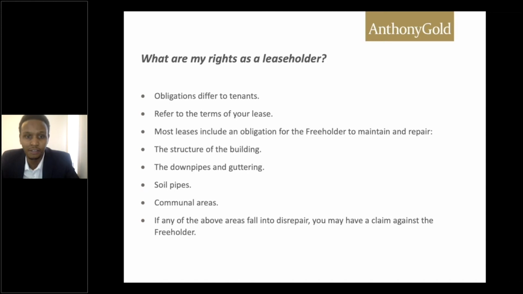The freeholder's obligations to repair are usually dependent on how the lease is written, but it is common to find a term containing an obligation for the freeholder to maintain and repair the structure of the building. In general terms, the structure of the building refers to the foundation, floor, ceiling slabs, roofs, and exterior walls. You also often find a clause in the lease referring to the freeholder's obligations to repair the downpipes, guttering, soil pipes, and the communal areas.